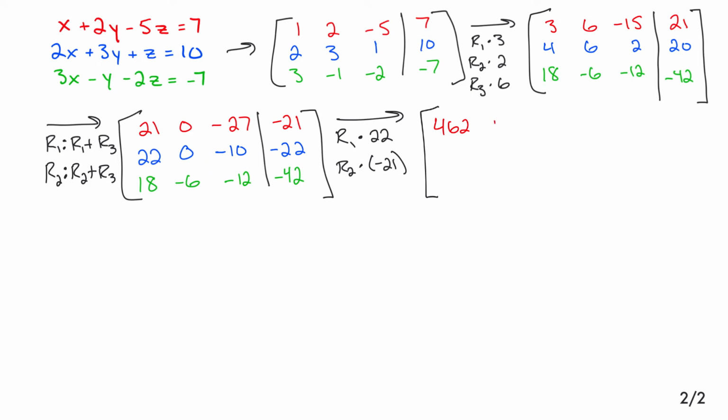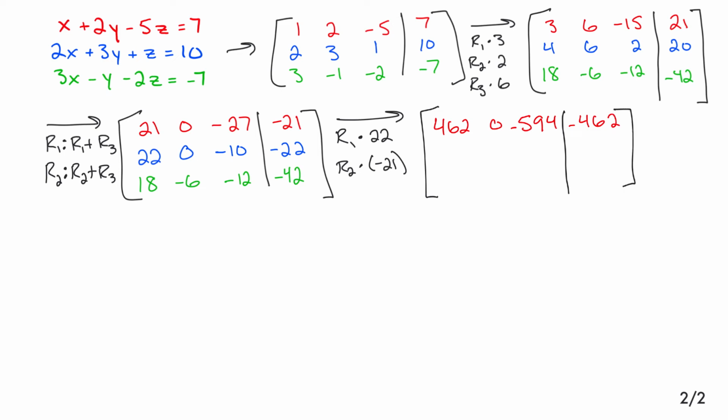0 times 22 is 0, and then 27 times 22 is equal to 594. Negative. Then I have a 21 times 22, which I already did, is 462, and it will also be negative.